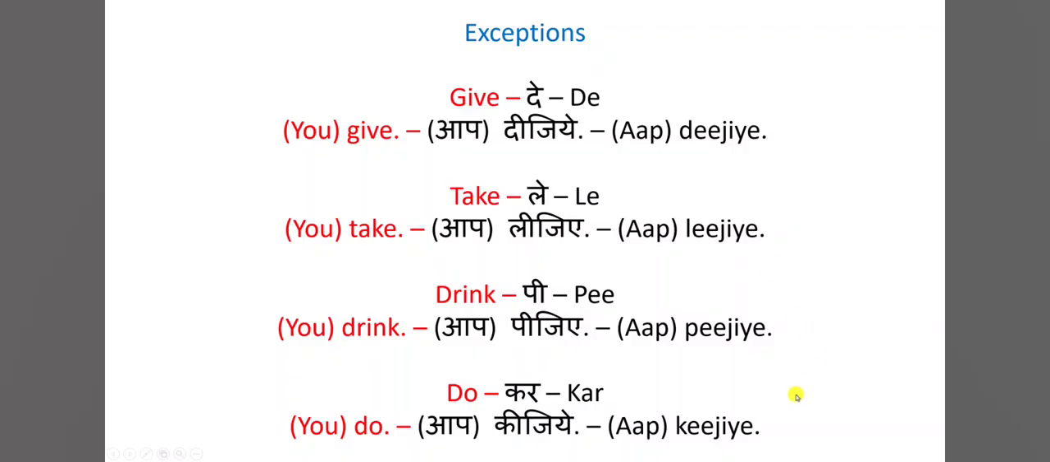And then once again we use kripaya and mat in the same way with this form too. So use the please and don't with this form and practice. This is the formal and respectful version, and it is better if you use this with others.